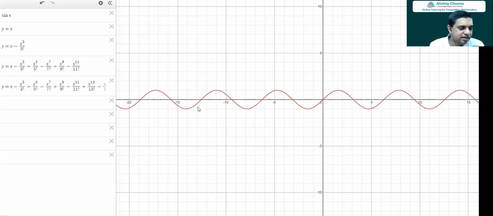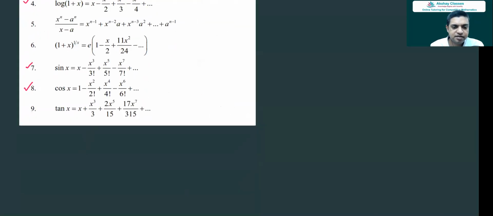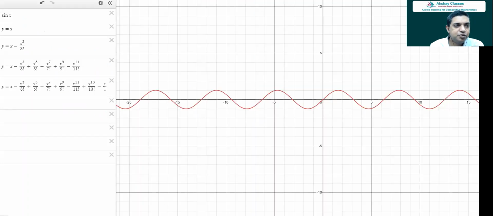Now, if I take the first term of the Maclaurin series of sin x, what is that? First term of the Maclaurin series of sin x here, x. Okay. So when I choose that, I just get a straight line, y equal to x. So this is the approximation.